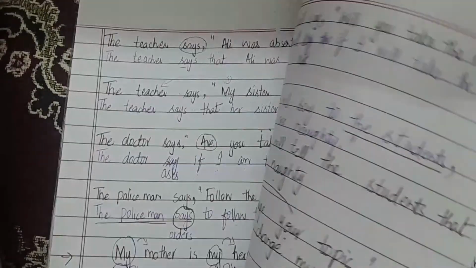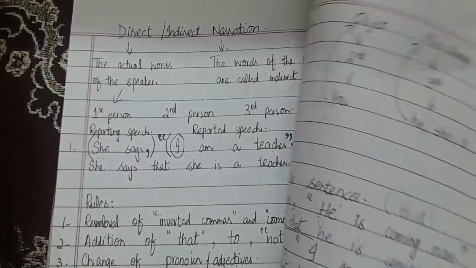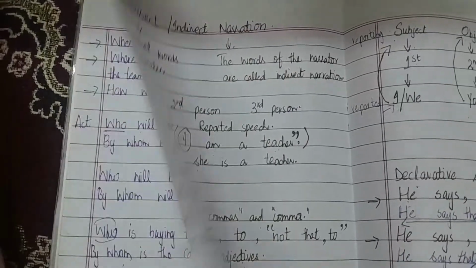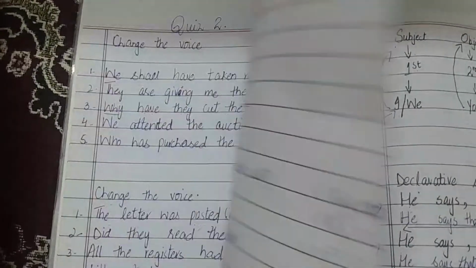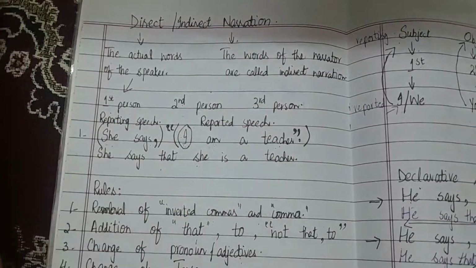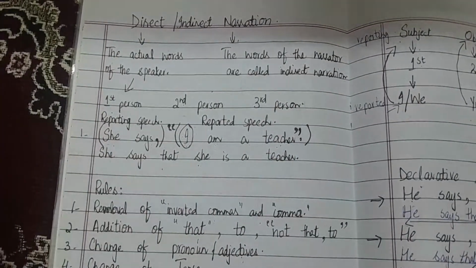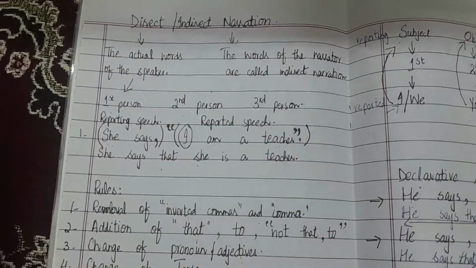So we started our direct and indirect narration from here, and direct narration is the actual words of the speaker, indirect narrations are the words of the narrator. We have 3 person pronouns, first, second and third person. साथ साथ जो मैं बोल रही हूँ आप उसको रिकॉल करते जाएं.